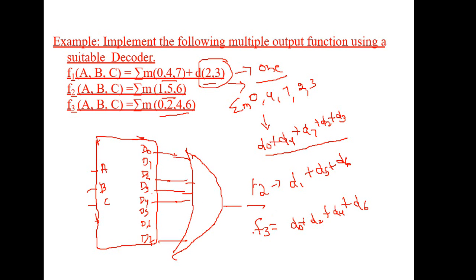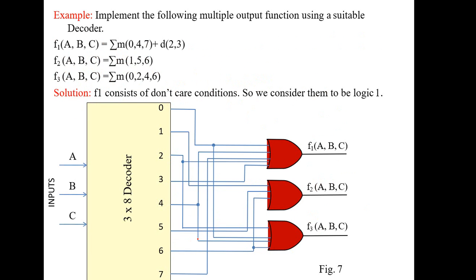Similarly, you can do it for function 2 and function 3. It is also possible to do them together. This is how you can implement any given equation using a decoder. Here I have done it with the diagram. Check it out. F1 is what we have taken, and F2 and F3 are the same way.